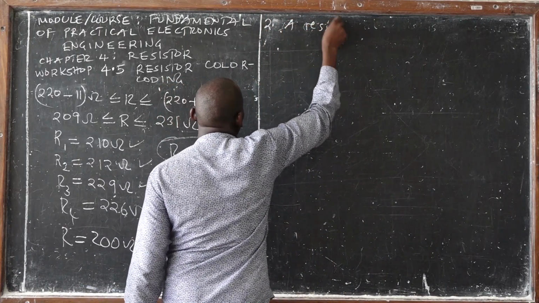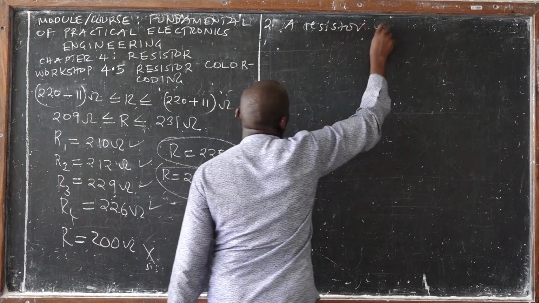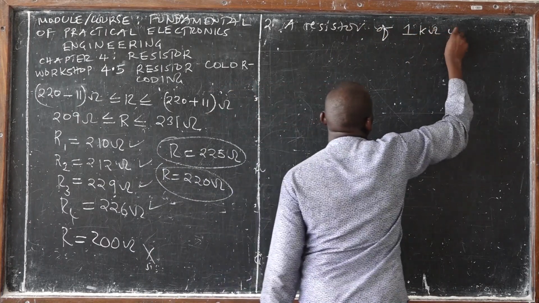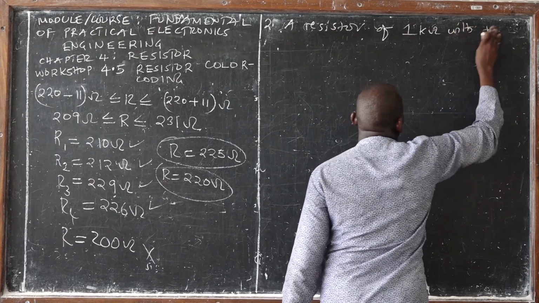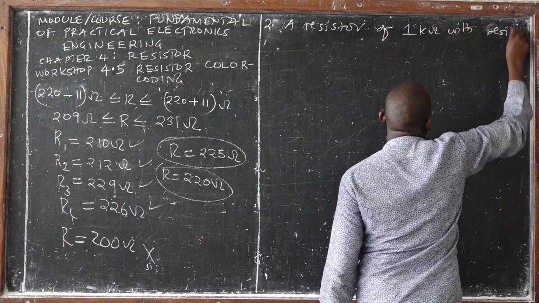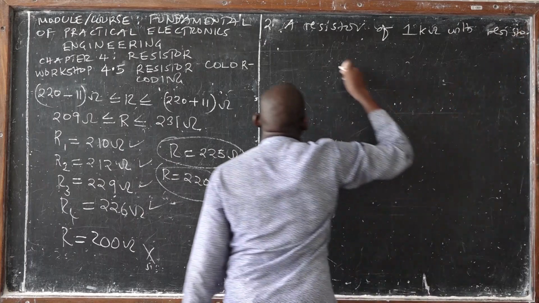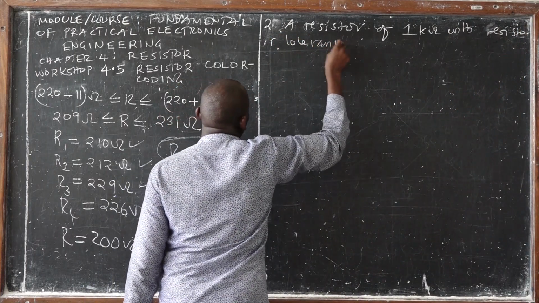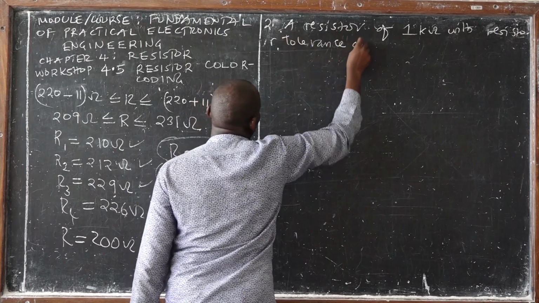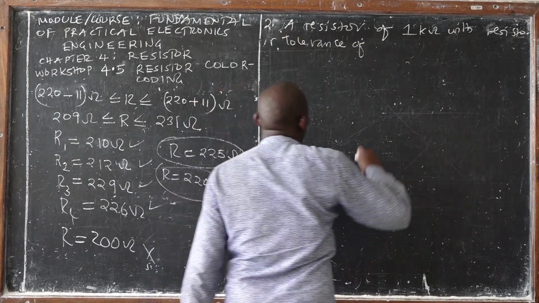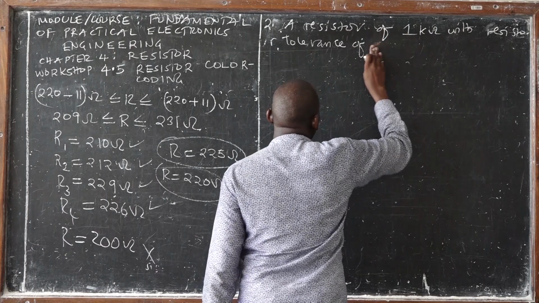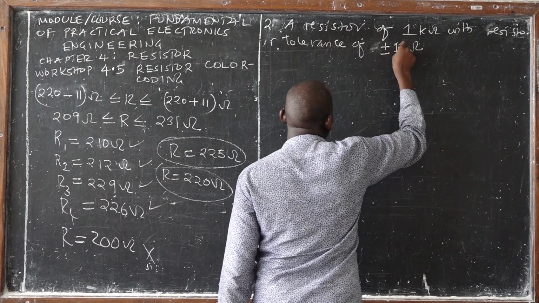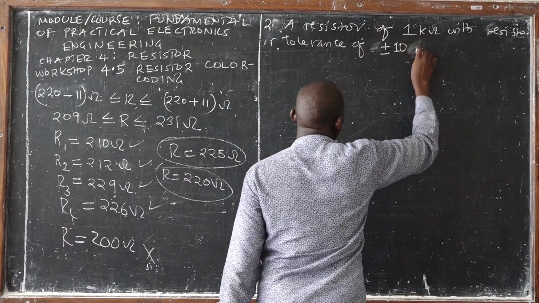A resistor of 1 kilo ohm with a resistor tolerance of what? With a resistor tolerance of plus or minus 10 ohm. 10%, sorry.